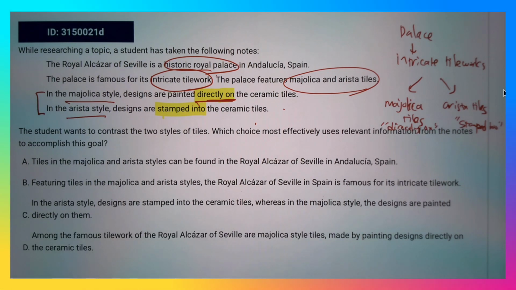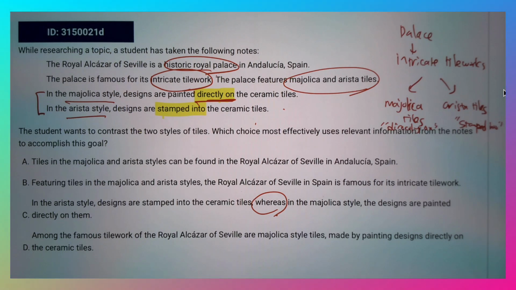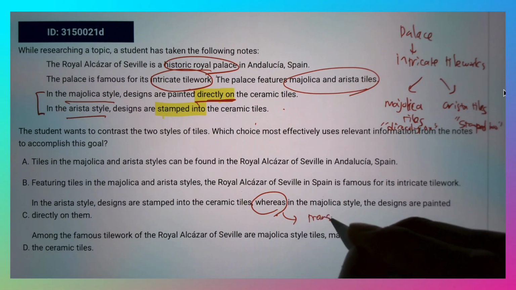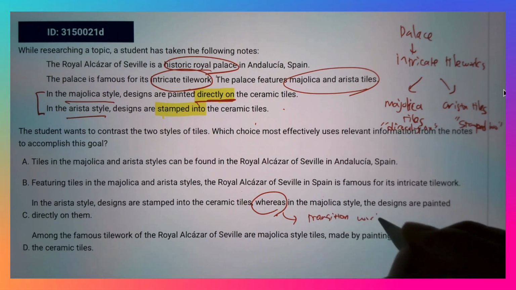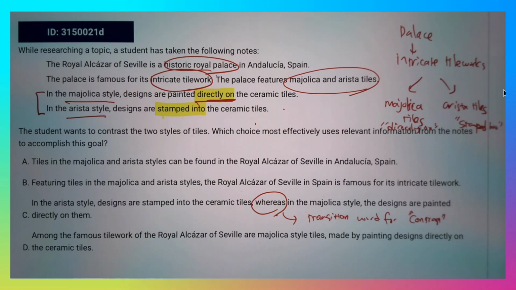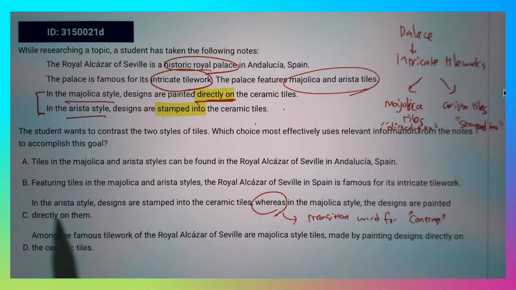Now just looking here, I know the keyword whereas is a transition word for contrast. Whereas is like on the other hand. So let's just go to choice A then, and we'll come back to C.